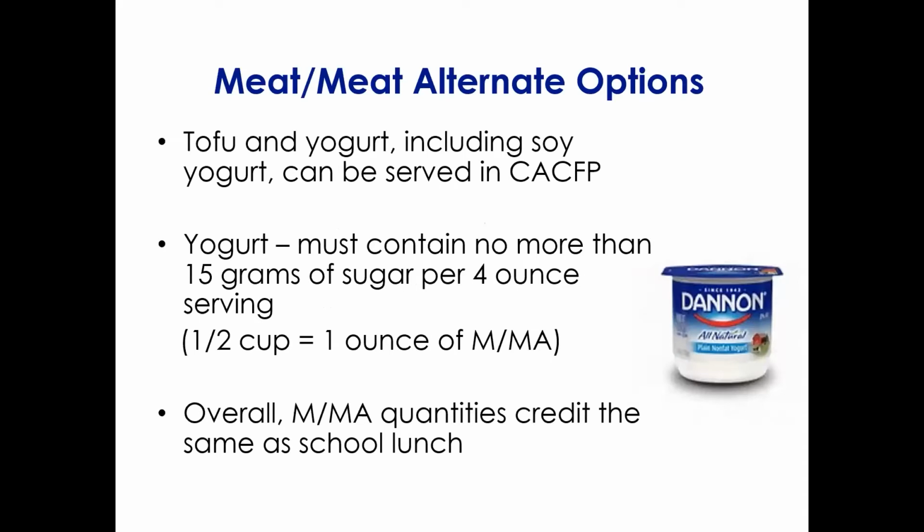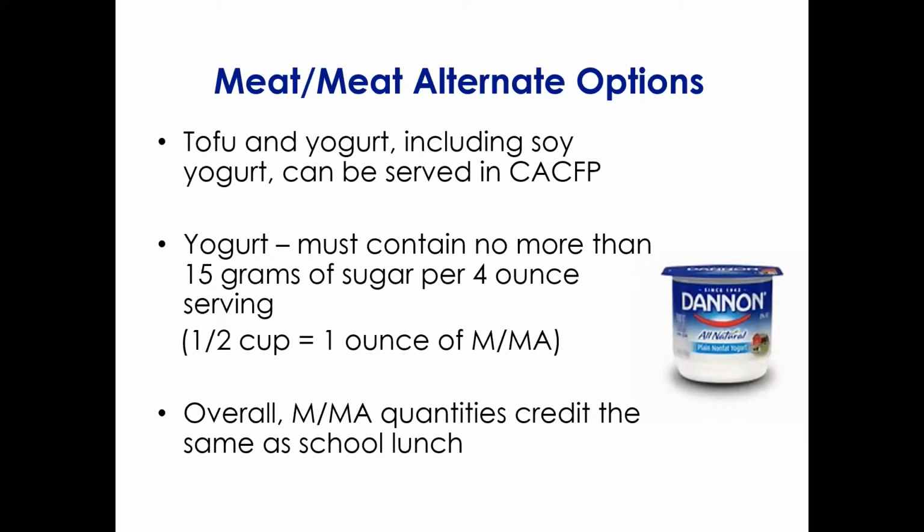Meat alternate options. So here again, you could offer tofu and yogurt, including soy yogurt. We do know that some children or students may have food intolerances or allergies. So if they can't have dairy yogurt, soy yogurt could be an option. Those can both be served in CACFP.